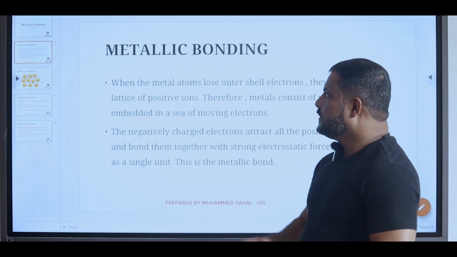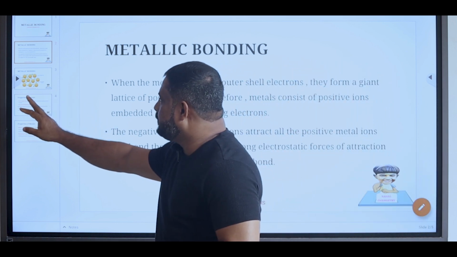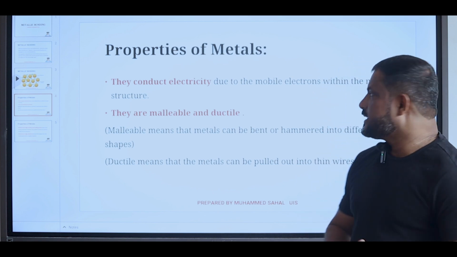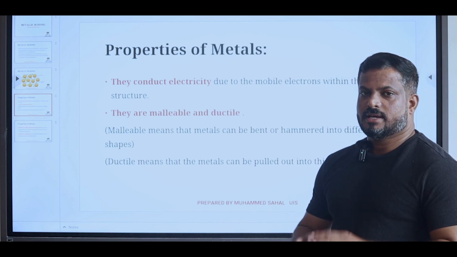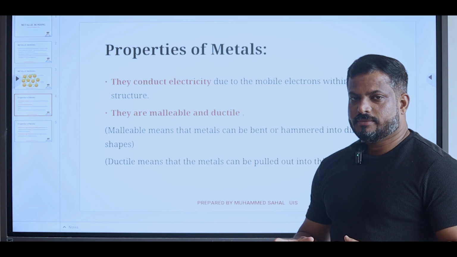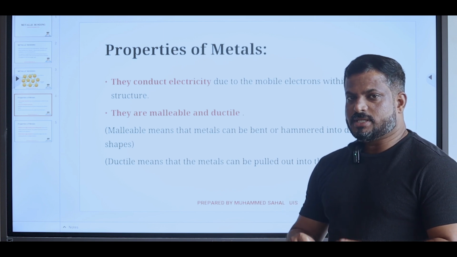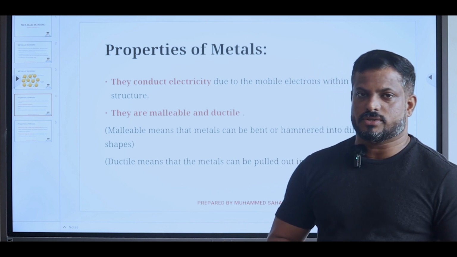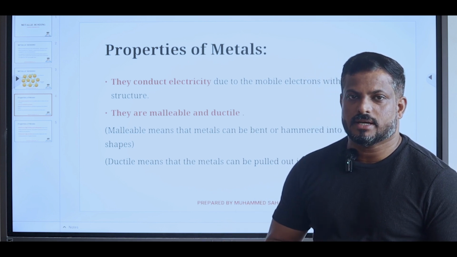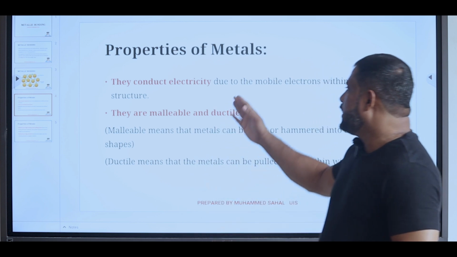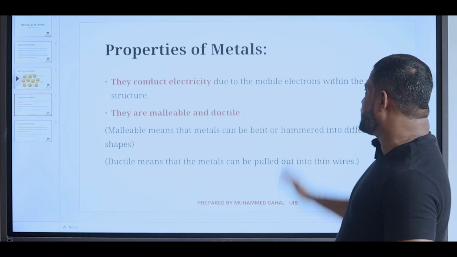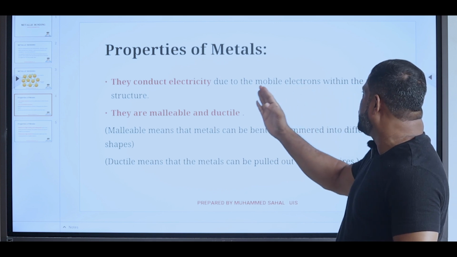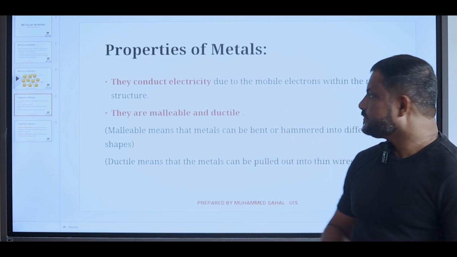Now, we will discuss the properties of metals. They conduct electricity. In metallic bond, the positive metal ions are embedded in a sea of delocalized electrons. Due to the presence of these delocalized electrons, metals conduct electricity. Metals conduct electricity due to mobile electrons within the metal structure.